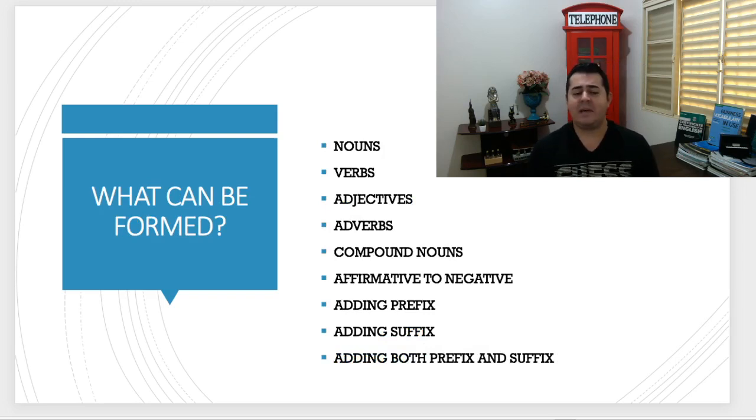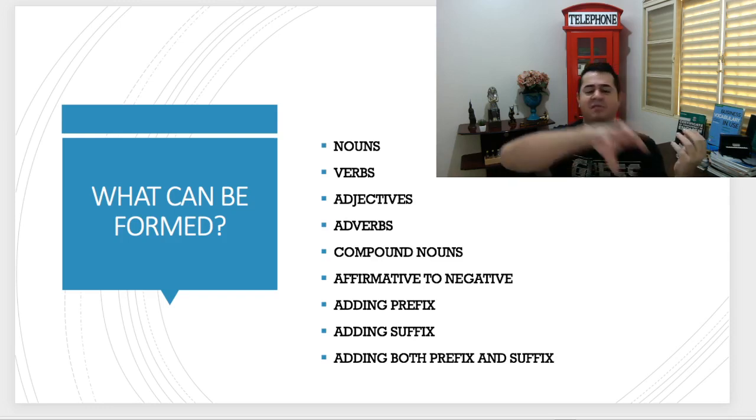So, what can be formed? Usually, if I give you a verb, it can be converted into a noun. If I give you a noun, it can be converted into a verb, into adjectives, into adverbs. And sometimes we can have compound nouns, which basically is a word formed by 2 nouns, like teapot, okay? Sometimes we can convert affirmatives into negatives and all the way around, negatives into affirmatives.